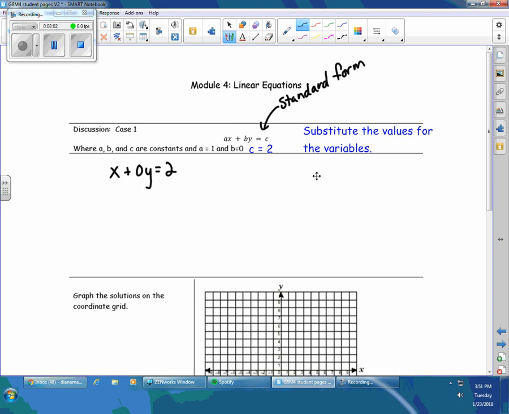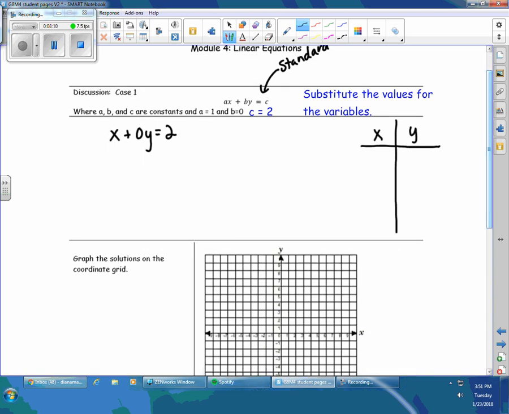So again, I'm going to make a t-chart over here, and we do have a little bit of workspace. So my x values, my y values. I'm going to again set y, because y has a coefficient that's not equal to 1. So I'm going to say y is equal to 0. What is x? So x plus 0 times 0 equals 2. That's going to be x equals 2. When y equals 1, x plus 0 times 1 equals 2. So x is going to equal 2 again.